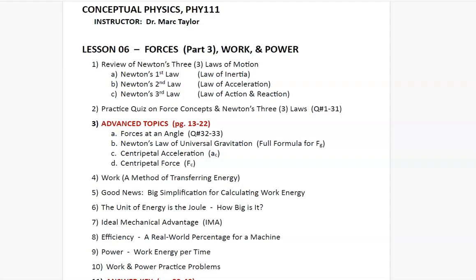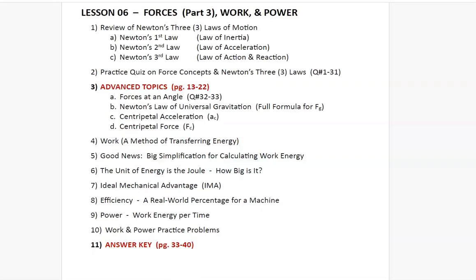This is part of the third lesson of Unit 2 on forces and energy, and it's a continuation on the section on forces, Part 3, which also includes work and power. In this lesson, we're going to first review Newton's three laws of motion.